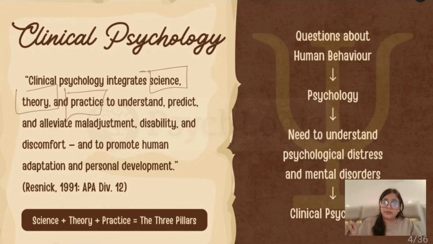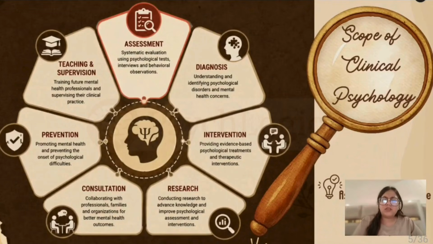Now, just knowing about the theory and the science behind it is not enough. You need to know how to apply it. Okay, let's see. There are two people. Both have the diagnosis of depression. Would you give them the same treatment? Similar, maybe, but same? No, right? Their treatments would differ. And how do you understand what kind of treatment would help which individual more? That is where practice comes in. You practice, you understand, and that is how you learn how to actually apply clinical psychology in real life. Okay, now what does a clinical psychologist do?